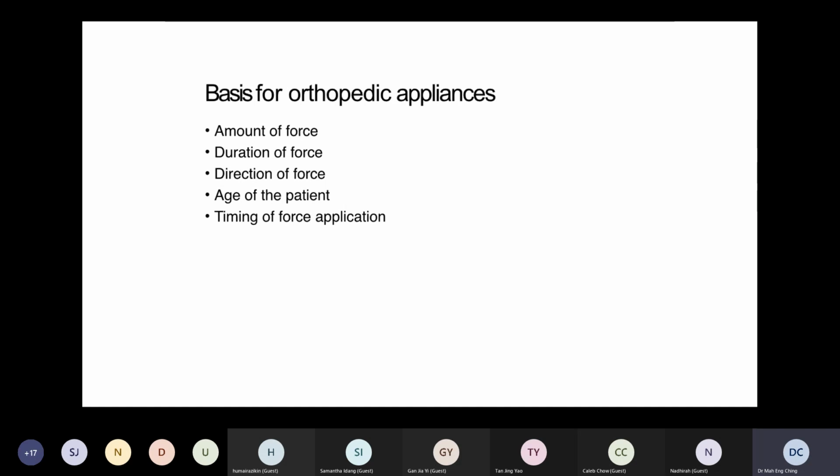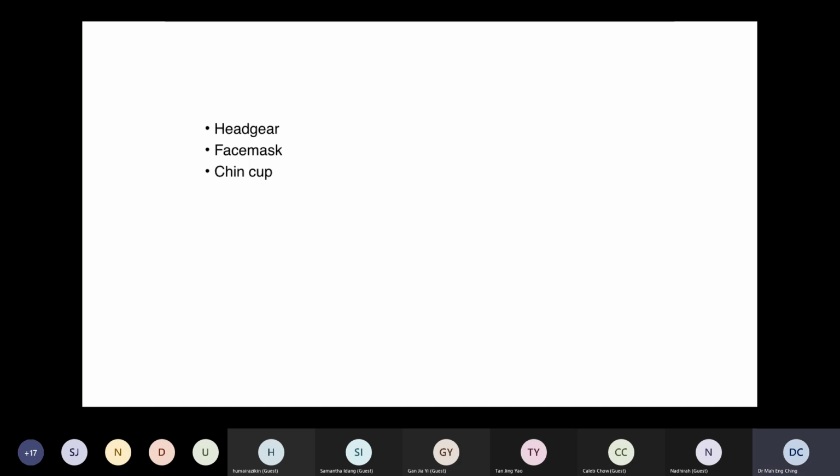So for the basis of orthopedic appliances, we have to talk about the amount of force, the duration of force, the direction of force, the age of the patient, and the timing of the force application. There are so many types of extraoral appliances: headgear, face mask, or chin cup. Generally, whatever is used outside the mouth, or extraoral, we call headgear. Of course, if you use it from the front, maybe you can call it a face mask. If you just put it on the chin, we call it a chin cup. So we're going to talk about these one by one.